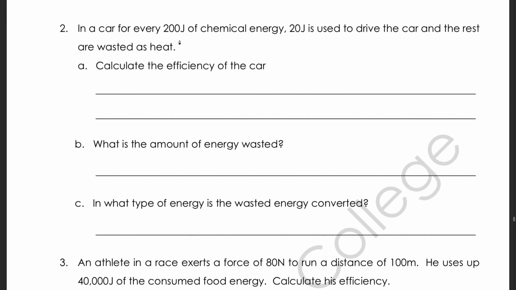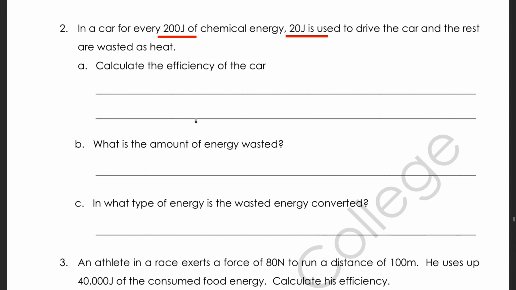So let's see. The chemical energy here is going to be the total energy input, whereas the 20 joules will be the useful energy output, because even the question itself is saying the rest is wasted as heat. We don't need the heat from a car. What we want is the car to drive, to move. So let's calculate the efficiency of the car.